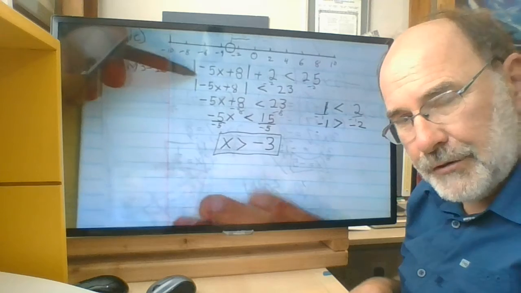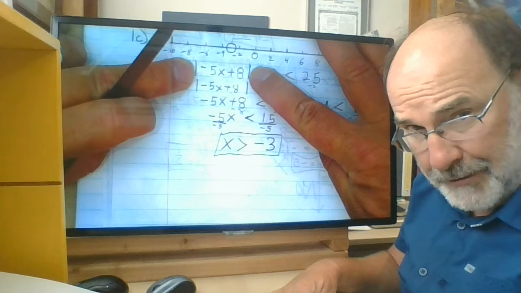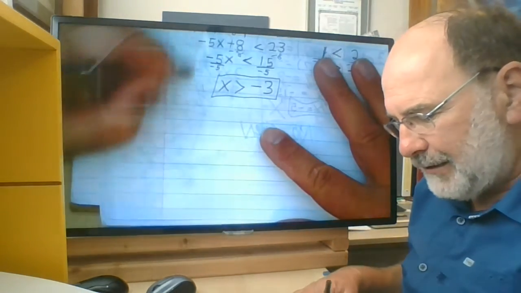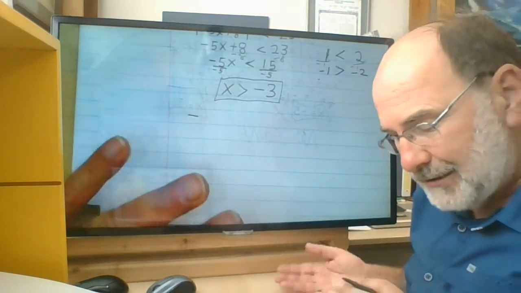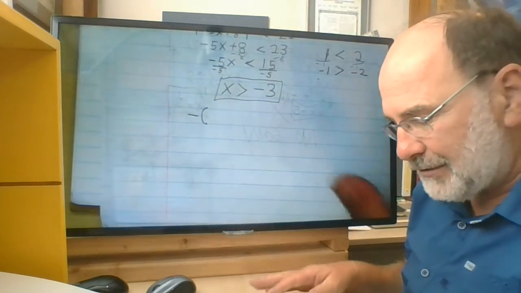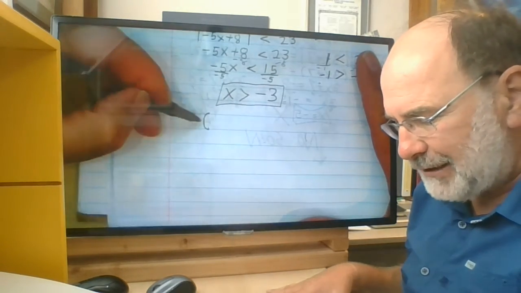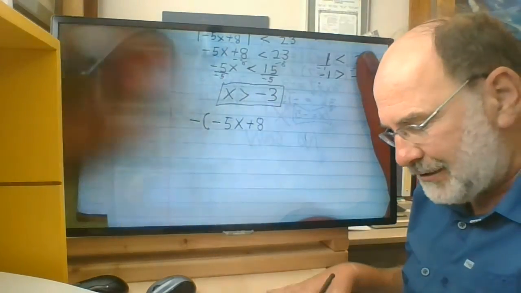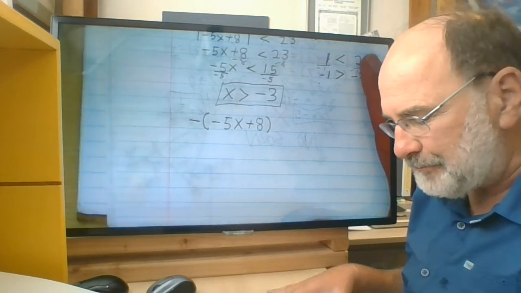To find the other solution, we treat the entire inside of the absolute value sign as if it were a negative quantity and write it with a minus sign on the outside to flip it from negative to positive. Replace the absolute value symbol with parentheses. So absolute value of -5x plus 8 becomes negative, open parentheses, minus 5x plus 8. Don't mess with the signs on the inside. Close parenthesis replaces the absolute value symbol.